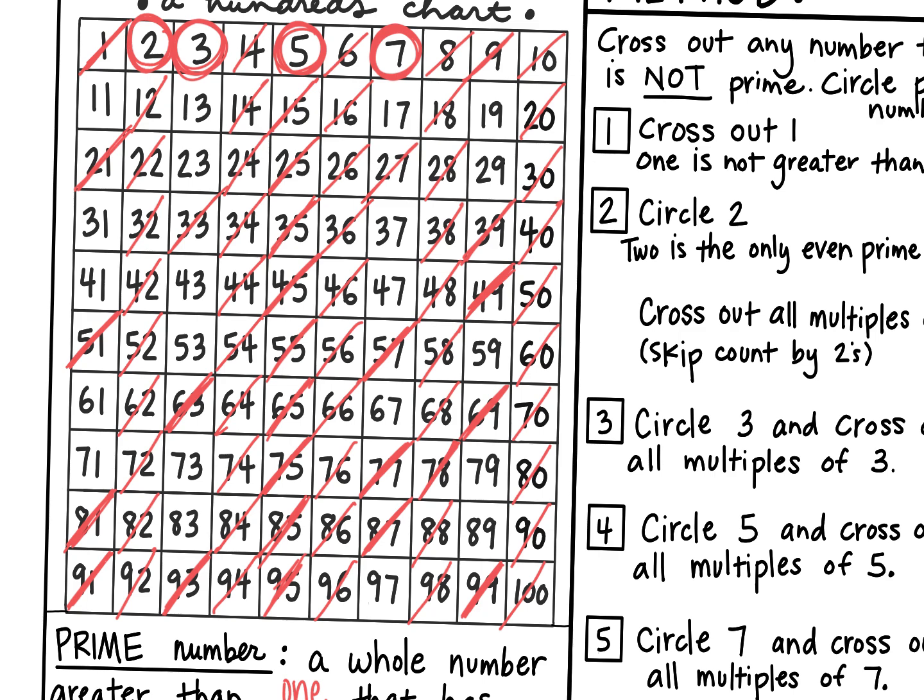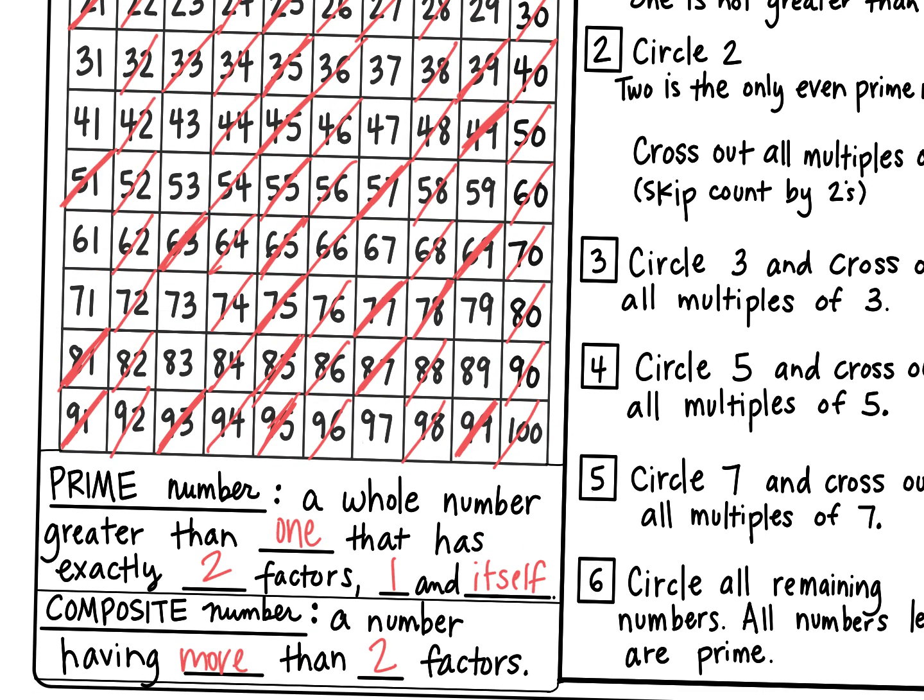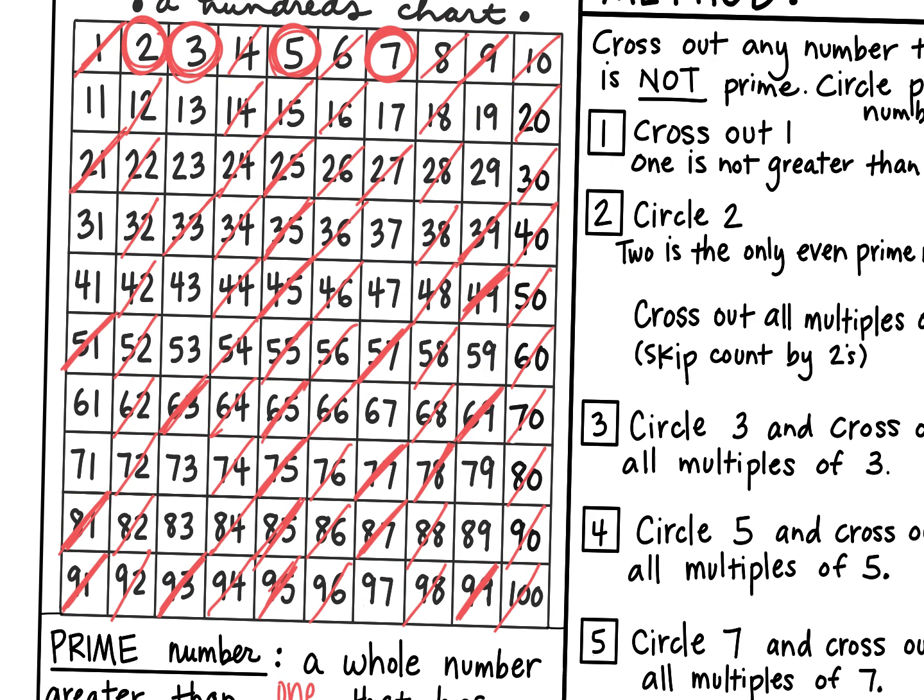Then you go down, and it says circle all remaining numbers. All numbers that are left are prime. So all of the remaining numbers are considered prime. So 11, 17, 19, 29, 31, 37, 41, 47. Oops, I forgot 43.